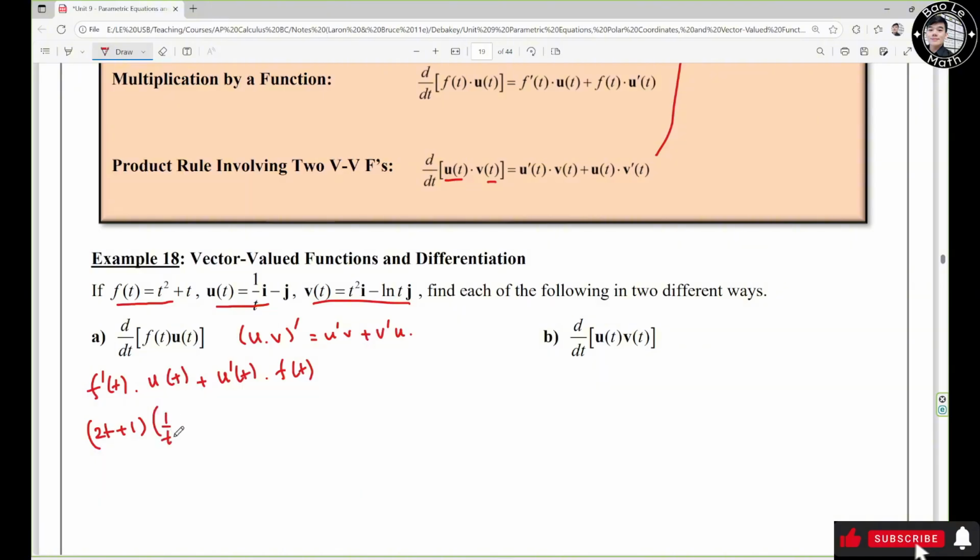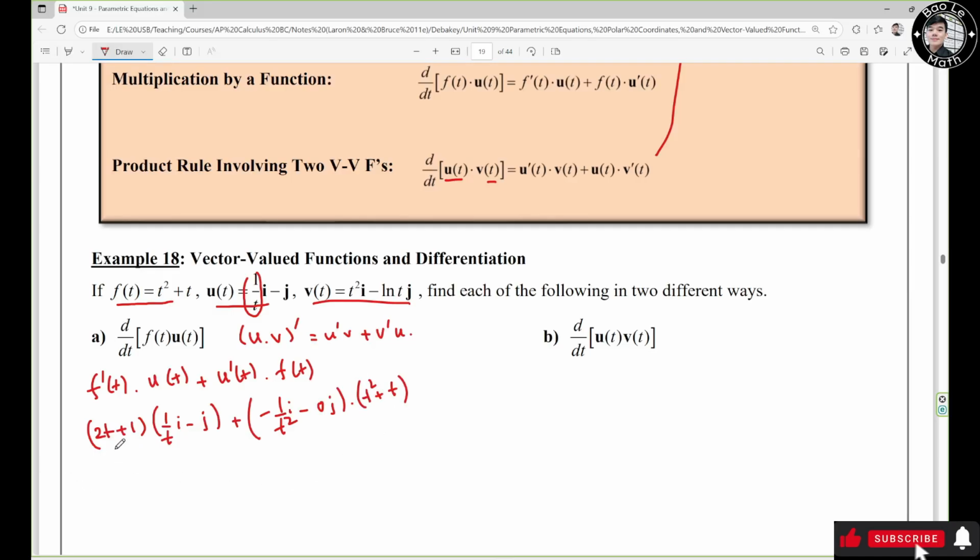1 over t i minus j, plus the derivative of u of t, which is going to be negative 1 over t squared. The derivative of this one right here equals 0, so minus 0j, times u, which means times f of t, so t squared plus t.